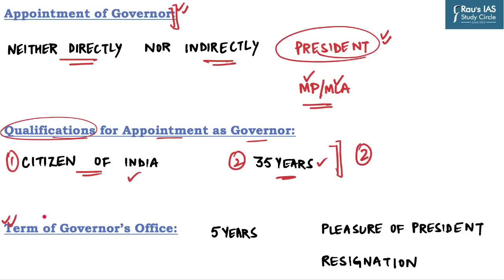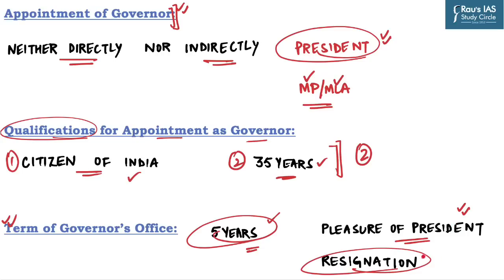Further, the term of office of governor. A governor holds an office for a term of 5 years from the date on which he enters upon his office. But this term of 5 years is subject to the pleasure of president. He can be removed by president at any point of time, and it is one of the major issues associated with the office of governor. And he can also resign by giving resignation to the president.